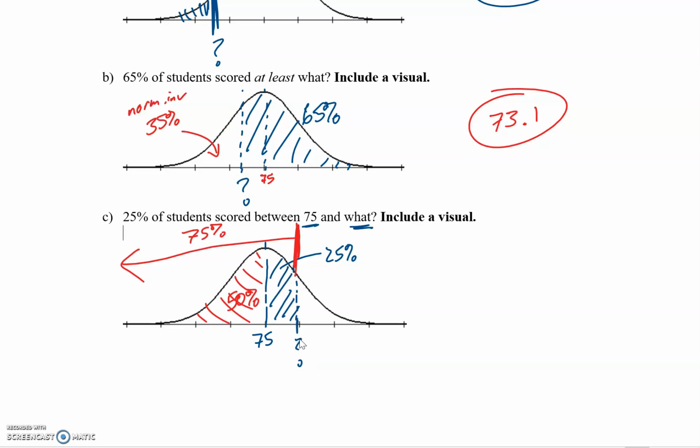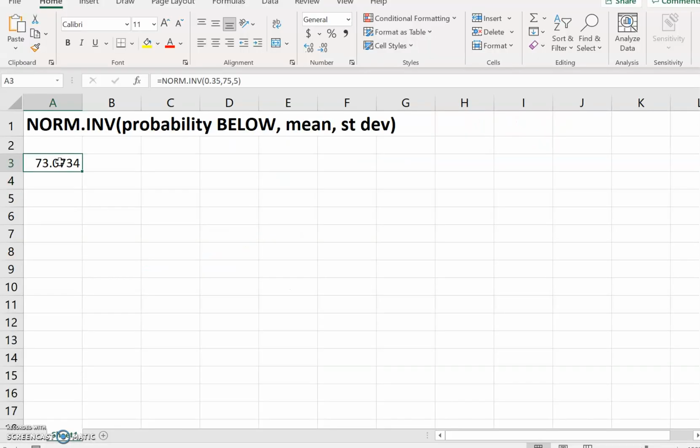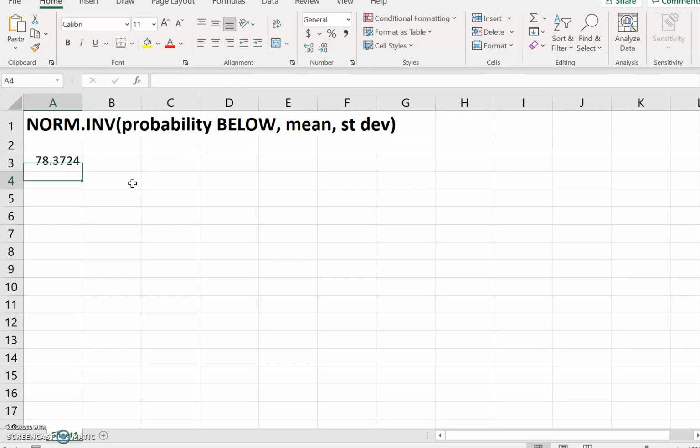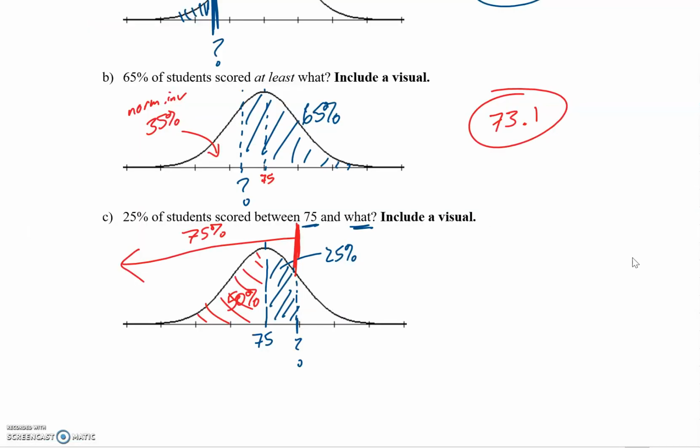Now, we know that the value should be above 75. So if we don't get that, something is off. But let's just check. If I change this to 0.75, so 75% of the data is below what point? We get 78.4.